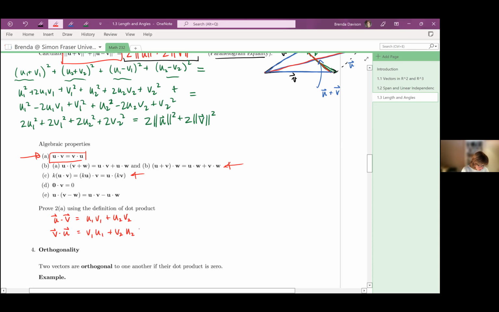Okay, now this one here, I'm going to rearrange around. I'm going to say, hey, but that's actually u1 v1 plus u2 v2. Why? Commutativity of scalar multiplication.